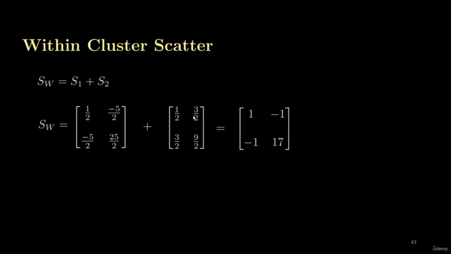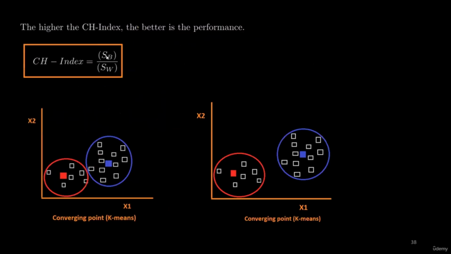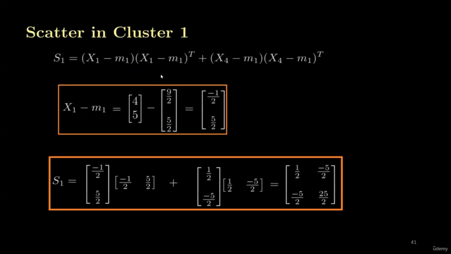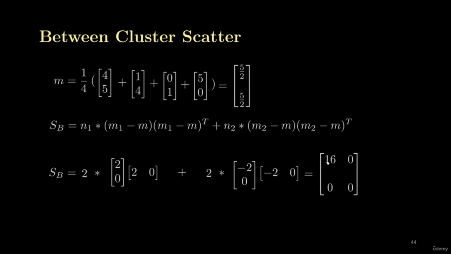Now, how to solve that? If I go back and see the equation, we have to divide them. Now, how to divide the matrix? We will not divide the matrix directly, but we will find the trace of the matrix. So what we will do is add the diagonal values. The trace is the sum of the diagonal values. So I will add 17 plus 1 to get the trace of SW, and then I will add 16 plus 0 to get the trace of SB.